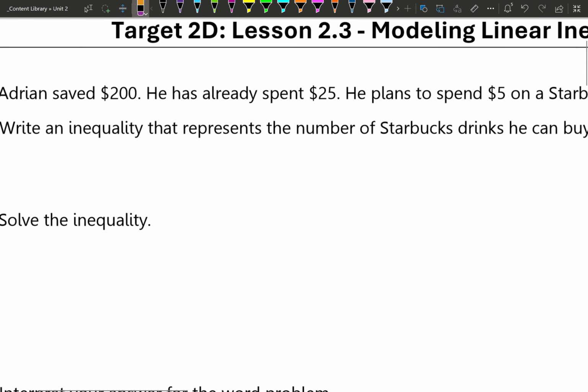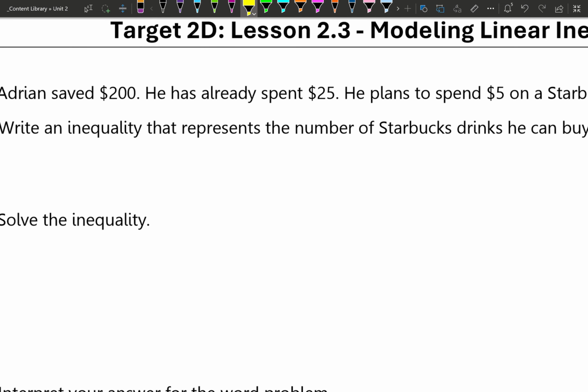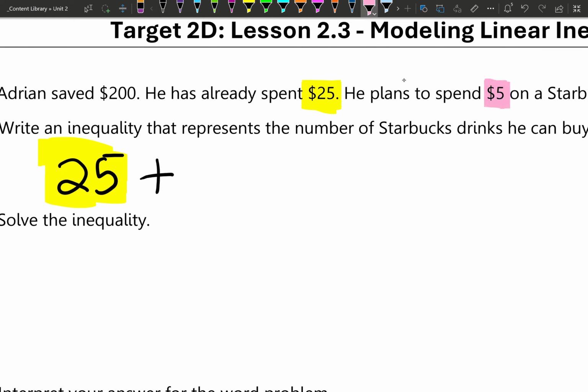Okay. Let's start off with the money he's already spent. He's already spent $25. So we're just going to write down 25 because that can't change no matter what. It's already spent. And he plans to spend $5 on Starbucks. And is an addition word, so I'm going to write plus. $5 is what he plans to spend, so I'm going to write down that 5 next.